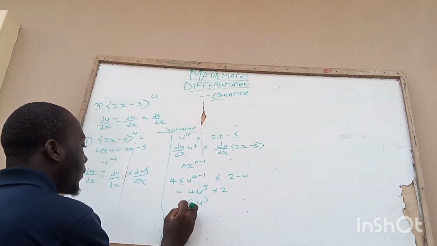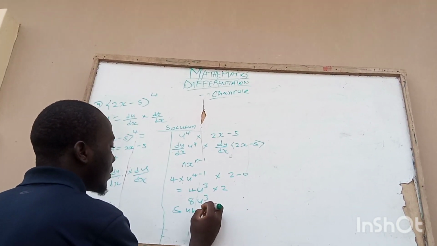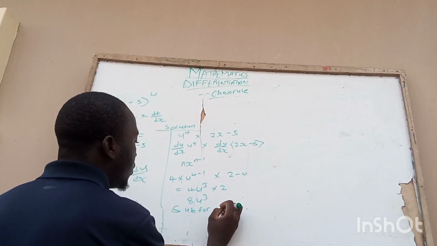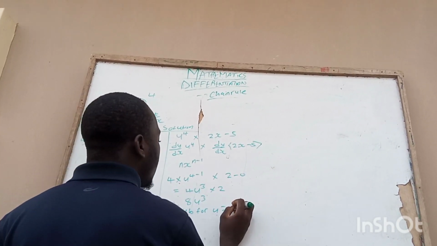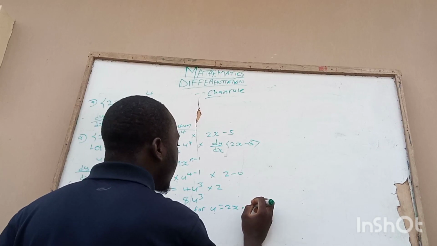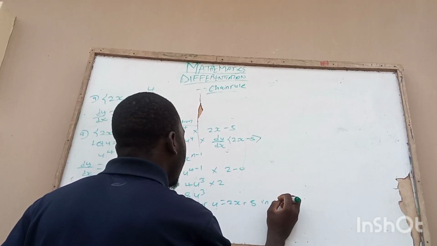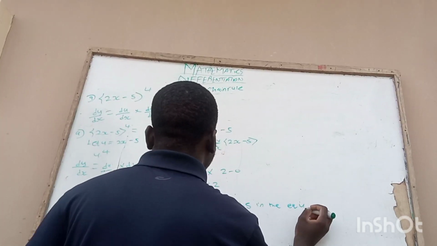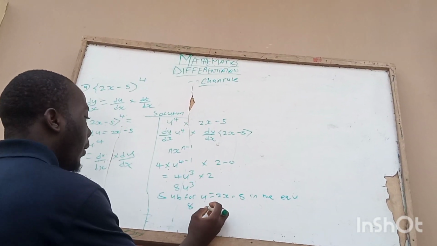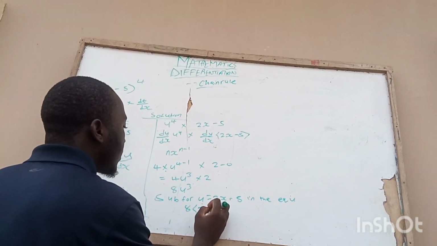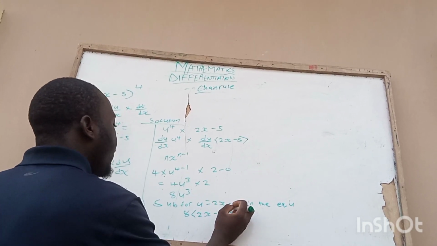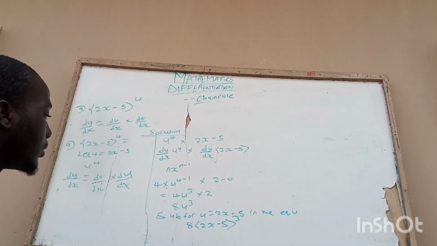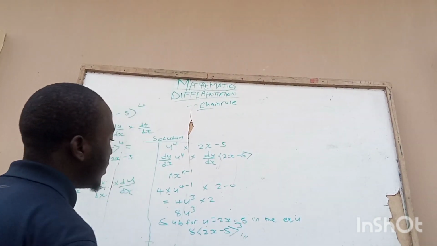Let's substitute u is equal to 2x minus 5 in the equation. So we have 8, our u is 2x minus 5, that's 8 times (2x minus 5) to the power of 3. So this is our final answer.